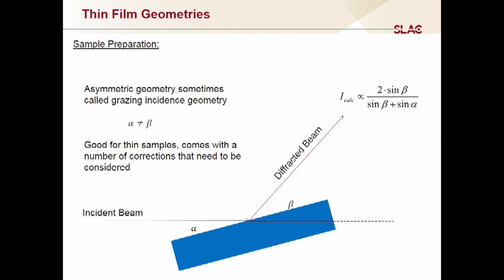So the other way that you can do this is you can work at a fixed incidence angle, an asymmetric geometry where the incident angle and the diffracted angle are not the same. This is also what you would probably call grazing incidence geometry because typically the incidence angle is fairly small. This is great for really thin samples, but it does come with a number of corrections that you have to think about, mainly that the diffracted intensity, in this case, is not a constant. And so you have to scale your intensities according to this.